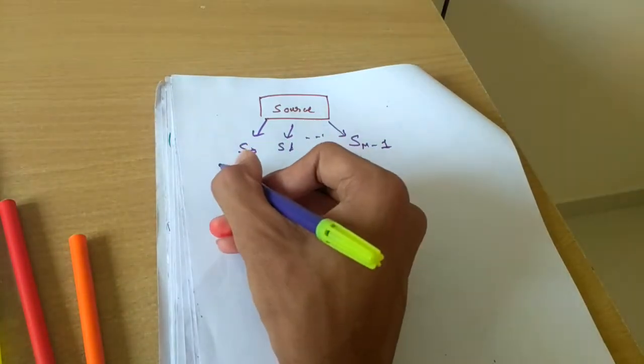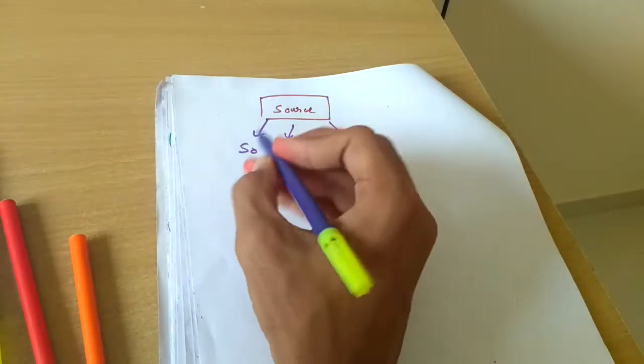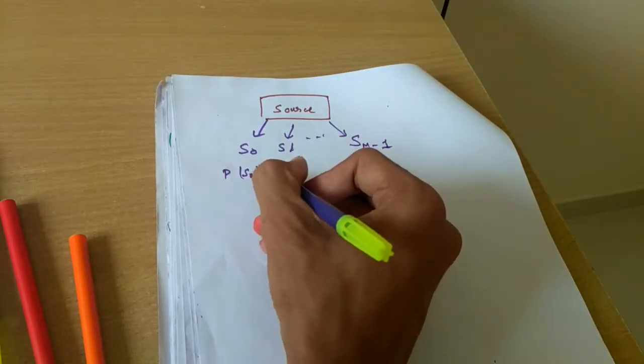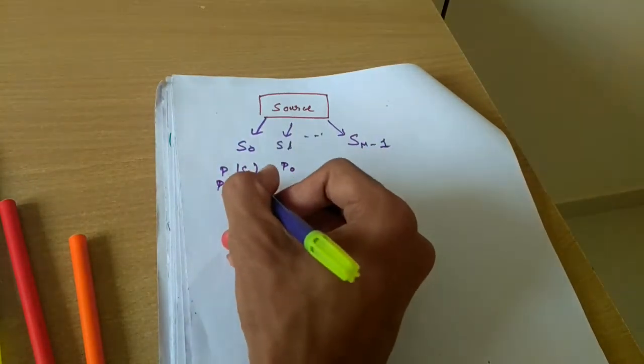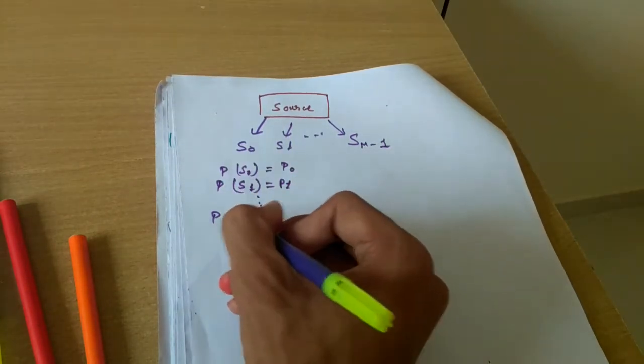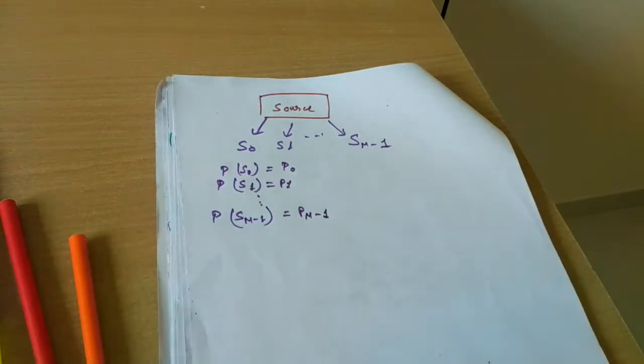And let's say the probability distribution of the generation of this source is: the probability of generating the symbol S0 is P0. Similarly for S1 it is P1, and so on up till the probability of S m minus 1 is P m minus 1. So how do we characterize information? Now as we discussed, information theory characterizes something abstract, like information. So how do we characterize information?